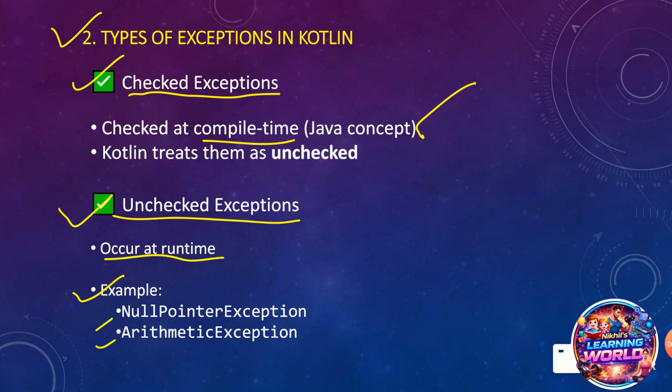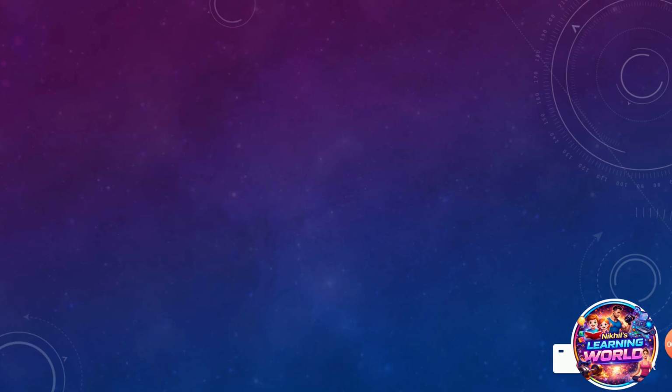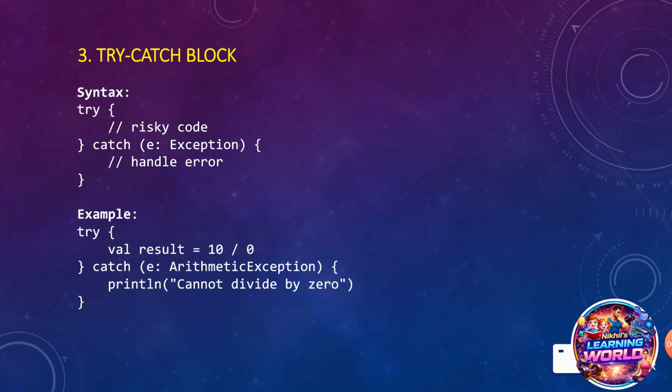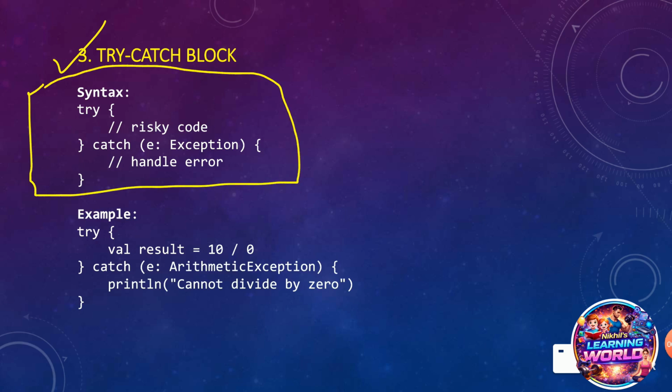So how can we handle them? The syntax is try catch. Try is where you add your logic, and catch handles an exception that occurred in the try block, and it will be displayed on the console or shown to the user.